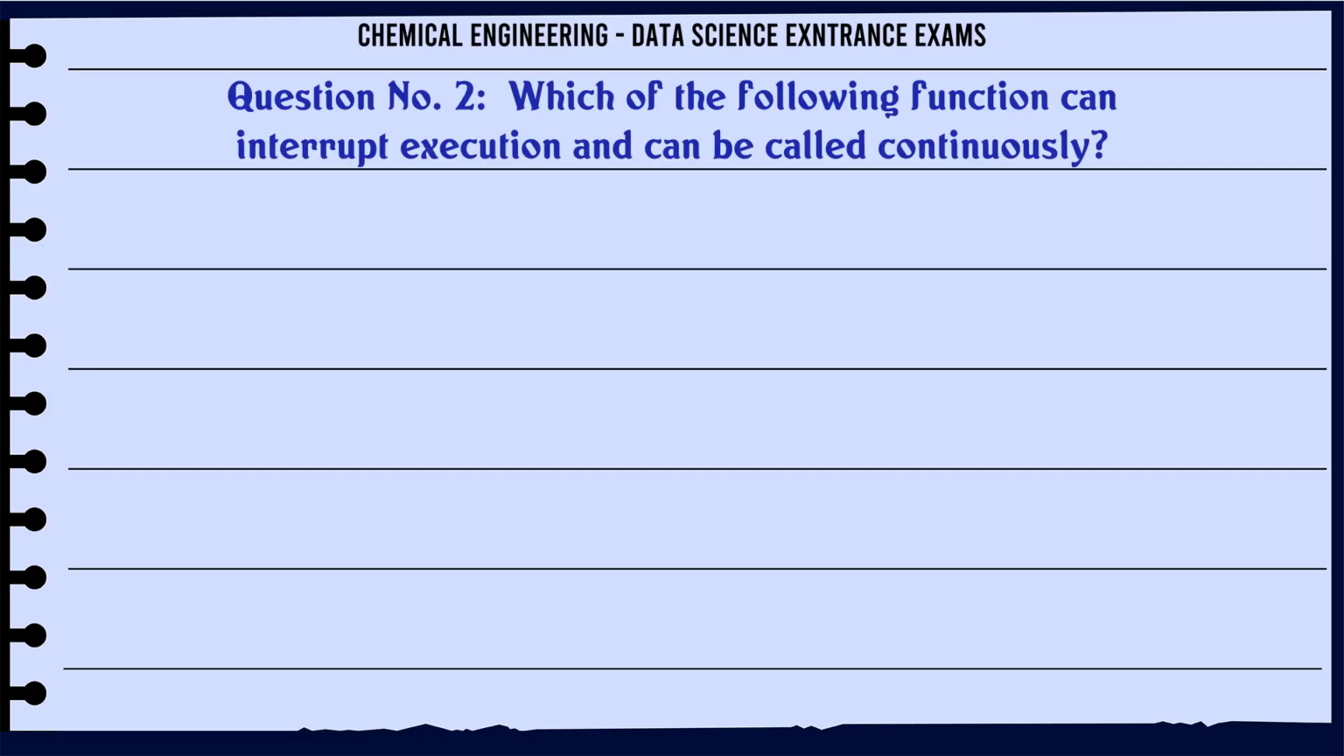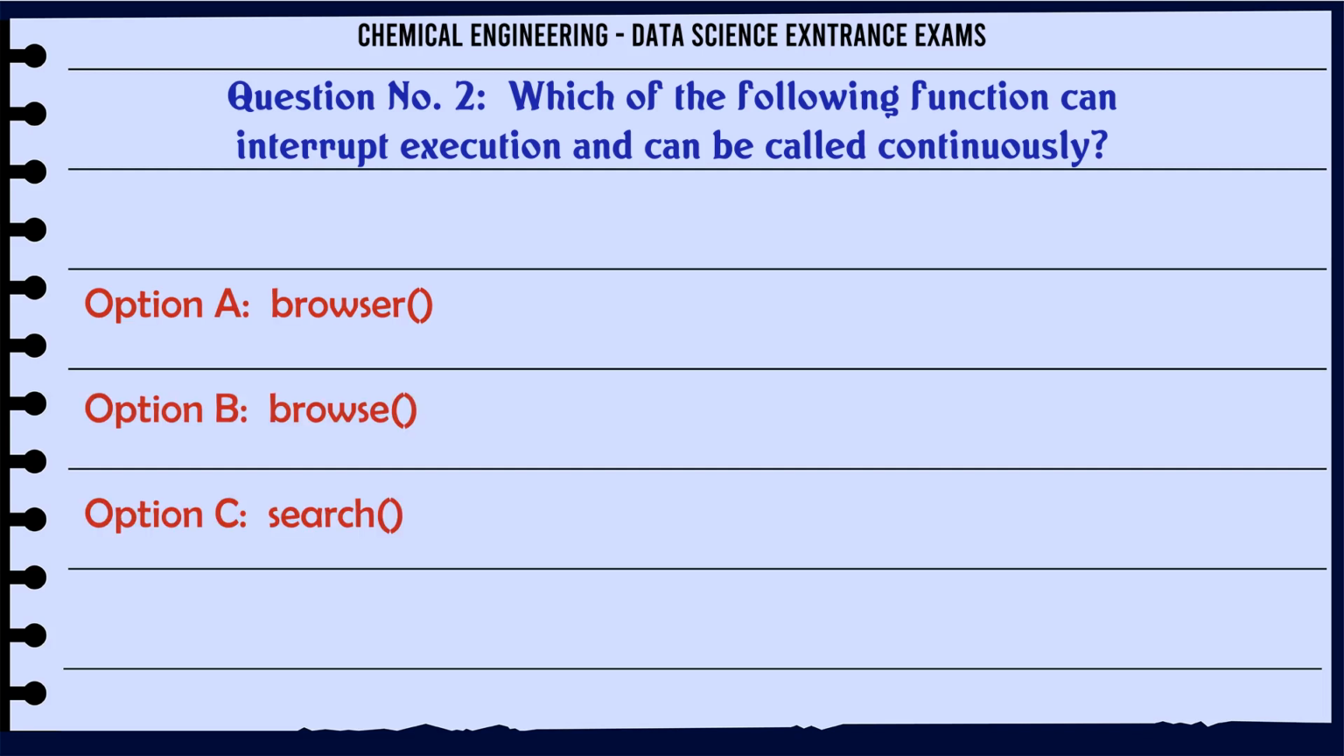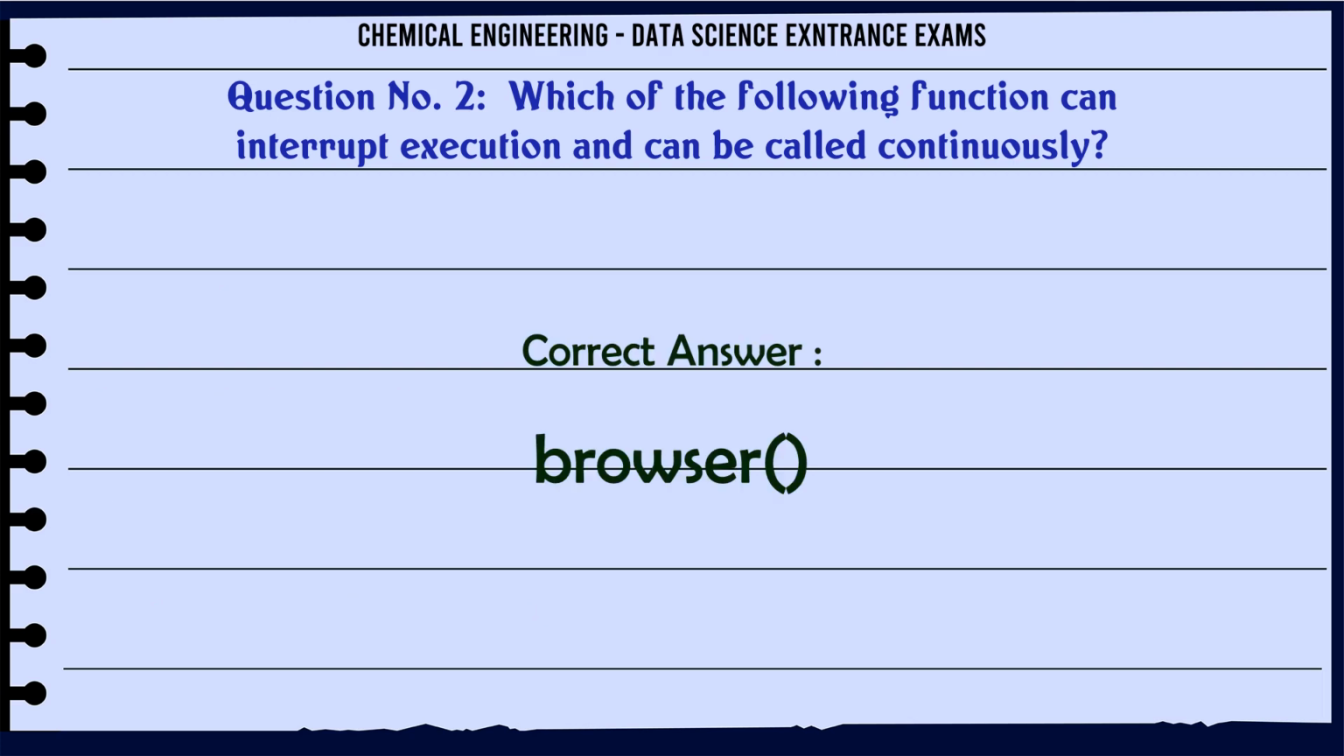Which of the following function can interrupt execution and can be called continuously? A. Browser. B. Browse. C. Search. D. All of the mentioned. The correct answer is browser.